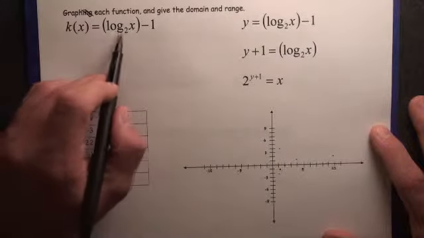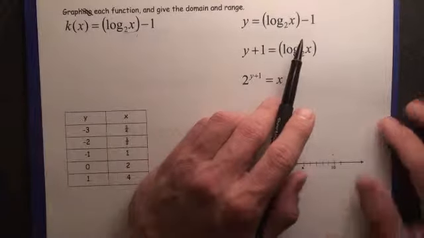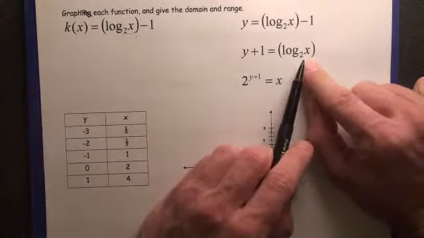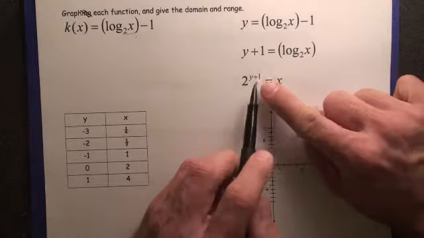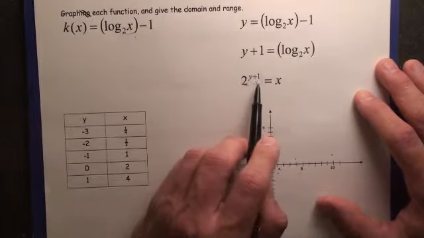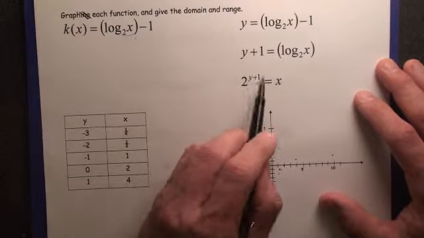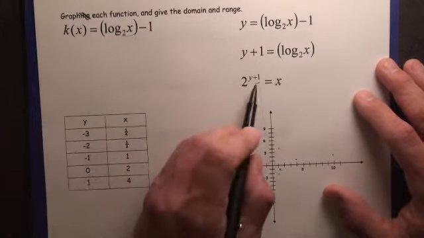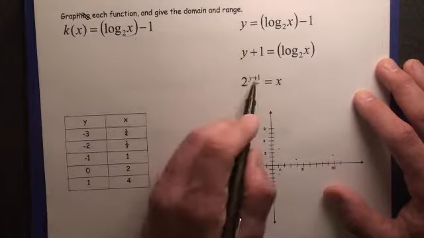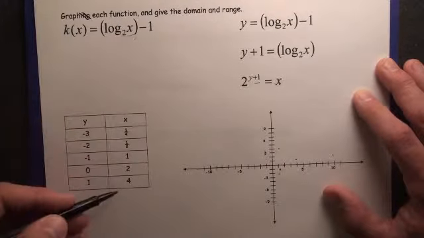Okay, graph each function. k of x is log base 2 of x, and then take away 1 after we perform the logarithm, which means we need to add 1 to both sides first, then rewrite this in exponential. So 2 to the y plus 1 equals x. Now, remember for graphing exponentials, we want the exponent to be -2. That's why we're going to plug in -3 for y, -2 for y to get -1, -1 for y to get a 0 exponent. We end up getting these results here for the x value.